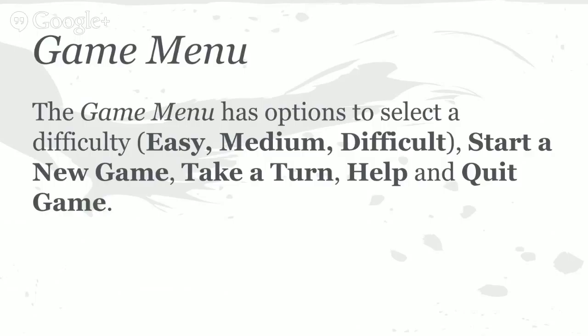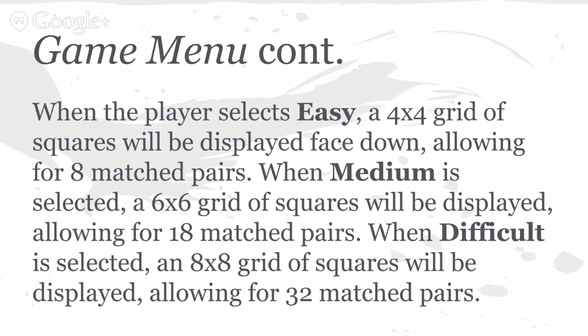The game menu has options to select a difficulty, such as easy, medium, difficult. Start a new game, take a turn, help, and quit game. When the player selects easy, a 4x4 grid of squares will be displayed face down, allowing for 8 matched pairs. When medium is selected, a 6x6 grid of squares will be displayed, allowing for 18 matched pairs. When difficult is selected, an 8x8 grid of squares will be displayed, allowing for 32 matched pairs.